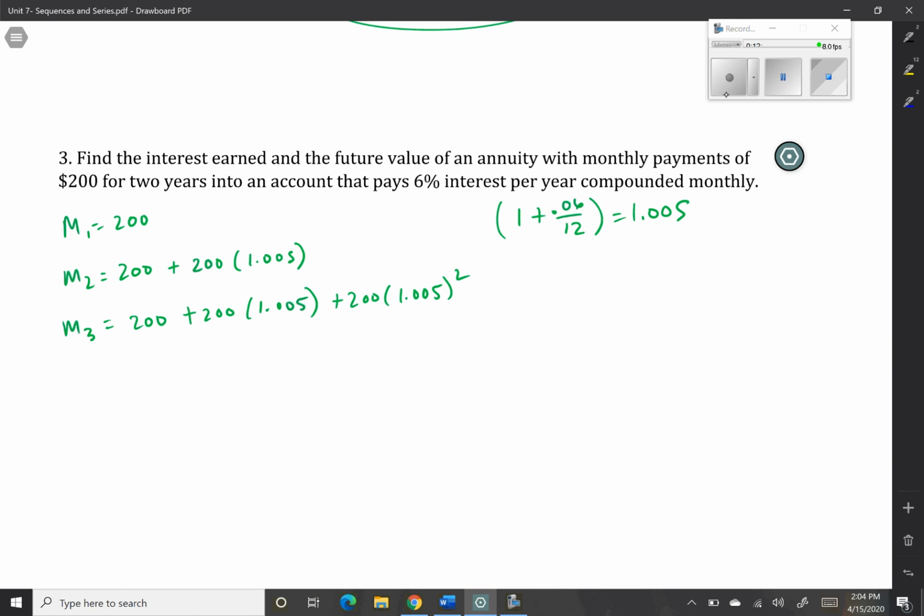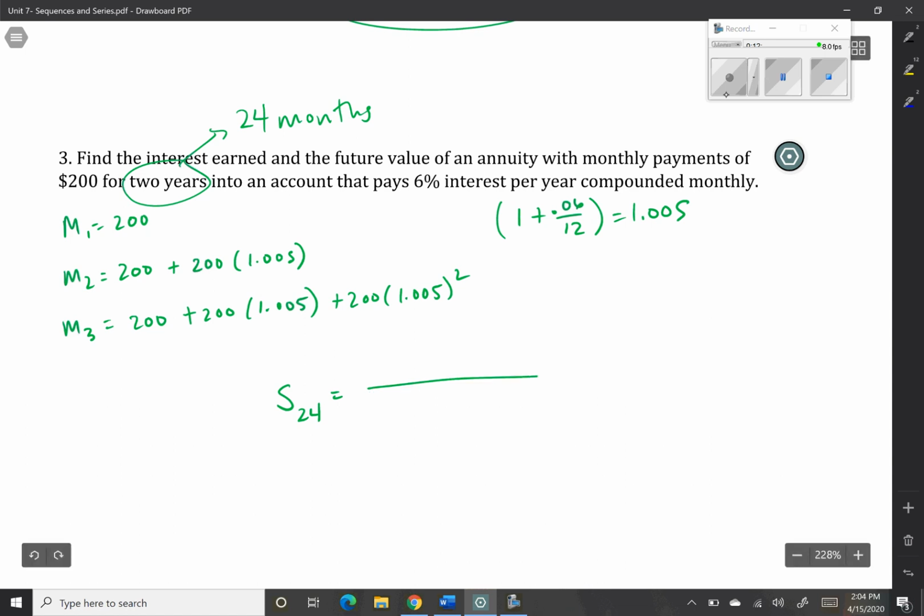Now it wants us to do this for 2 years. 2 years is going to be 24 months. So I want to find the series value at 24 months. So instead of me figuring out what the M sub 24 value is and adding it all up, I could just use this formula. So the first payment was $200. That's the initial amount. The rate is 1.005. Raise that to the 24th power. And I'll do 1 minus 1.005.